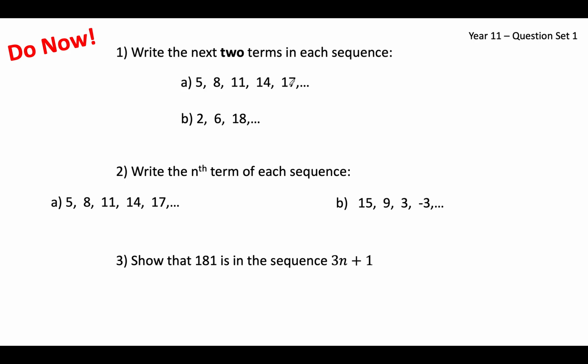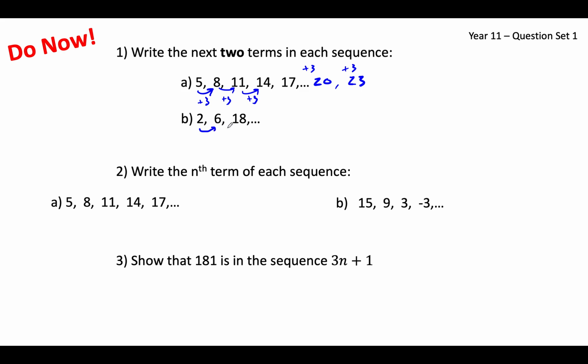When you've got a sequence, each one of these numbers, or if it's a sequence of patterns, each pattern is a term. And so if we want the next two terms, we want the next two numbers in the sequence. Let's have a look at the sequence and see what's going on here. Now, we are adding 3 every time. It's going up in threes, which means if I add 3 to the last one, I get the next term. And if I add 3 again, I get the term after that. Okay, so 20 and 23 being the next two terms.